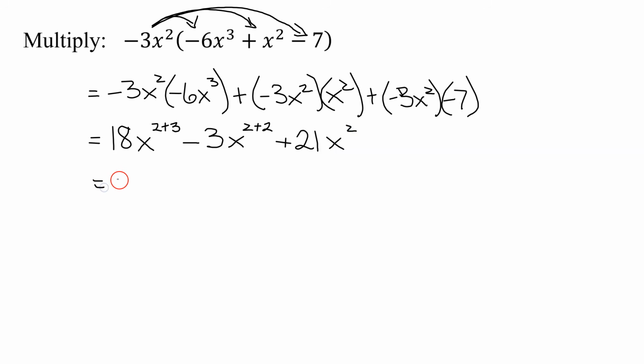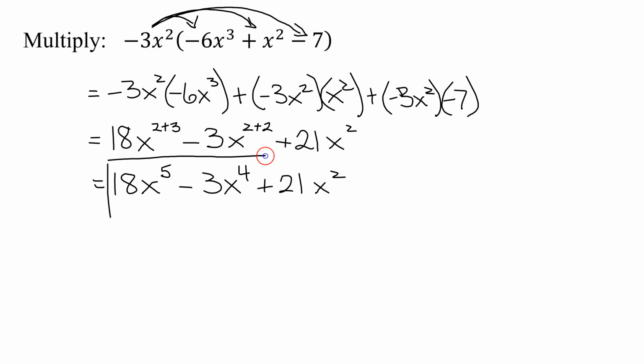So my final answer is going to be 18x to the 2 plus 3, so it's x to the 5th, minus 3x to the 2 plus 2 is 4, so it's x to the 4th, plus 21x squared. These are unlike terms. I can't combine them, so that is my answer.